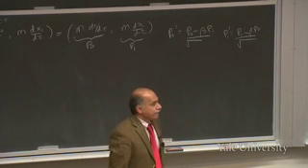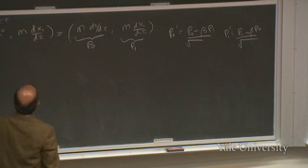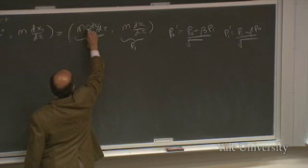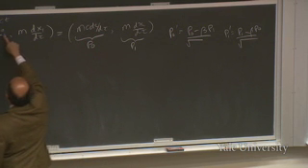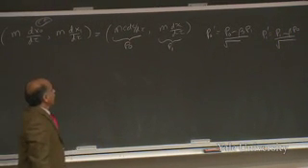Yes? For p0, where does the c go? Where did the c? No, it did not go. You're quite right. It is c. X naught is ct. You're quite right. It is c times dt. You need that, then this is correct.